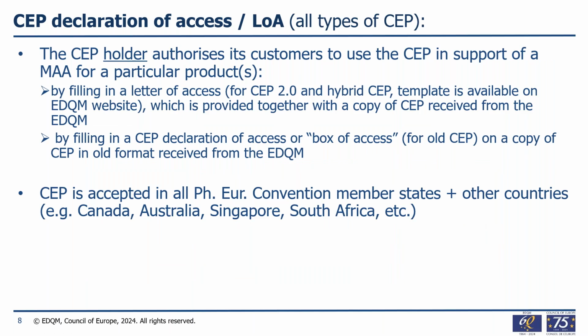By the letter of access or the box of access, the CEP holder authorizes its customers to use the CEP in support of the marketing authorization application for a particular product. For new CEPs, and for CEP 2.0 and hybrid CEP, this is done by filling a letter of access, which is provided together with a copy of the CEP received from the EDQM. For the old CEP, it was by completion of a box of access, which should be suitably completed on a copy of the CEP received in old format from the EDQM.